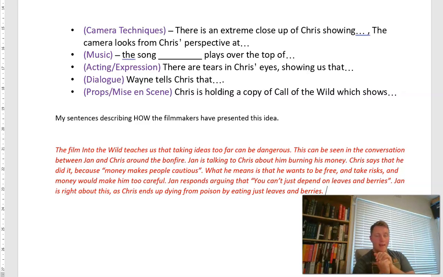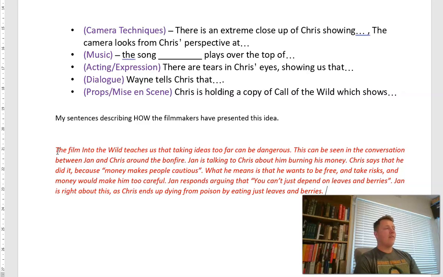So what I'm going to do finally is I've had a look at the dialogue and what's been said and how that relates to the question. What I'm going to do is just put a sentence at the end just to wrap it all up, and how is this really answering this idea. So I've said the film, let's read it all together. The film Into the Wild teaches us that taking ideas too far can be dangerous, right? So we know that that leads to his death.